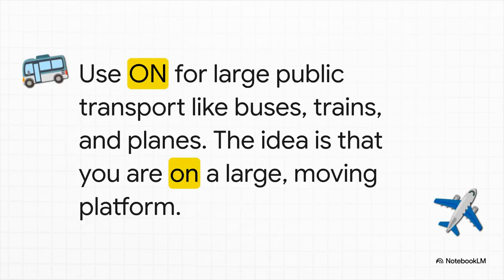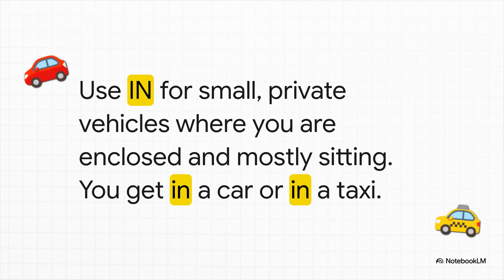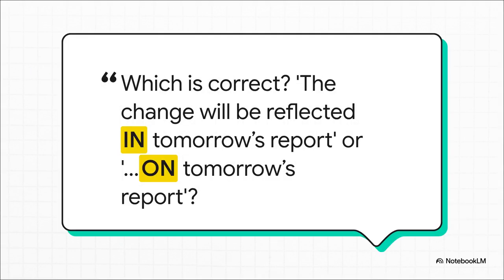Here's the secret. Think about the size and whether you can walk around. For large public vehicles like buses, trains, and planes, you are on them. The idea is that you're on a large moving platform. But for smaller private vehicles where you're enclosed and mostly just sitting, you are in them. You get in a car, in a taxi. You're enclosed inside that smaller space. Easy, right? What about information?